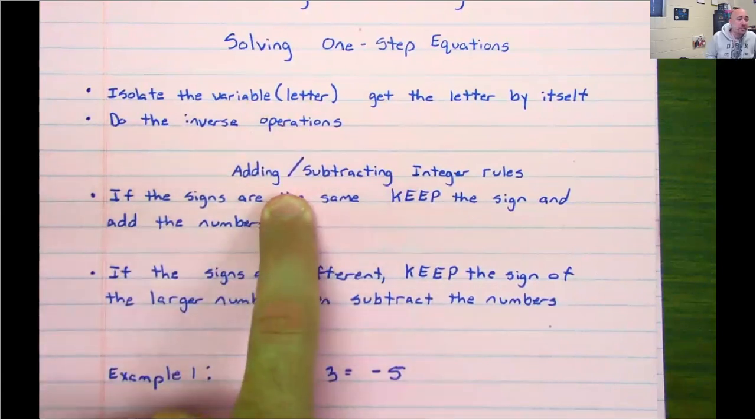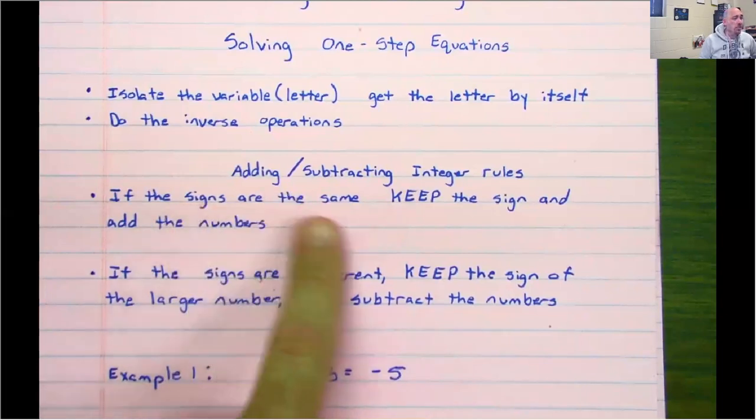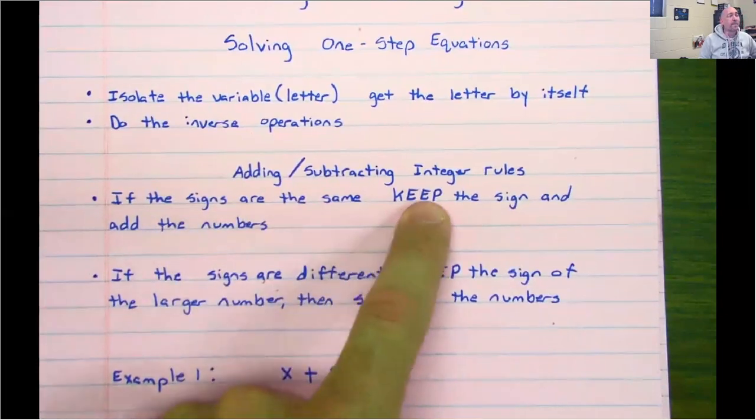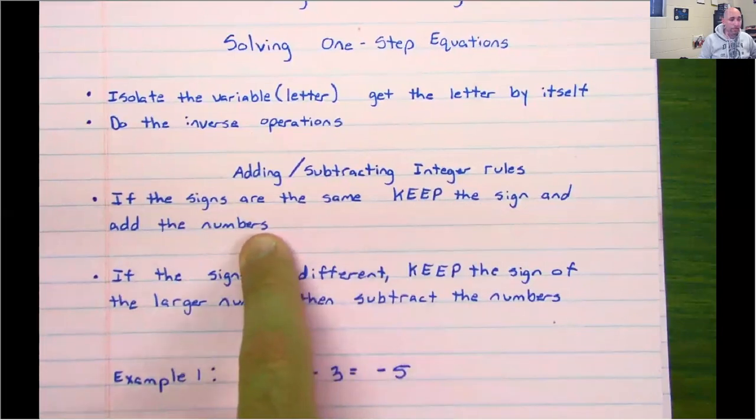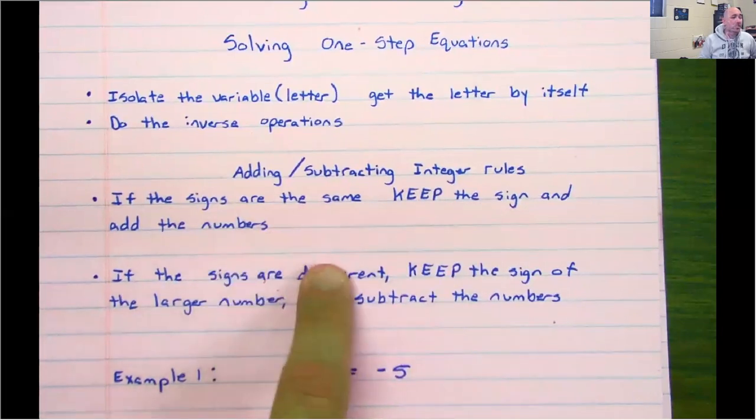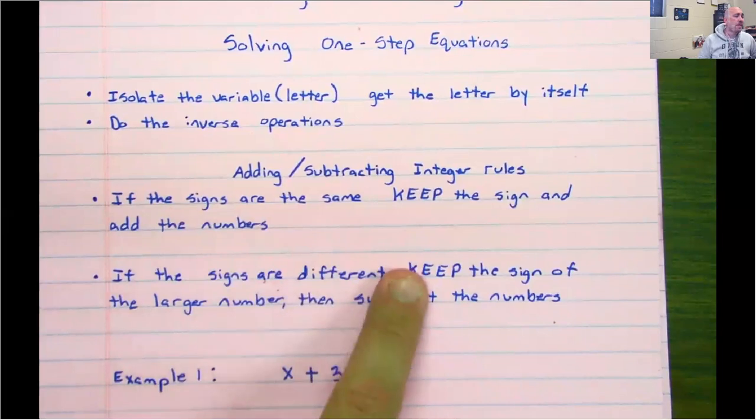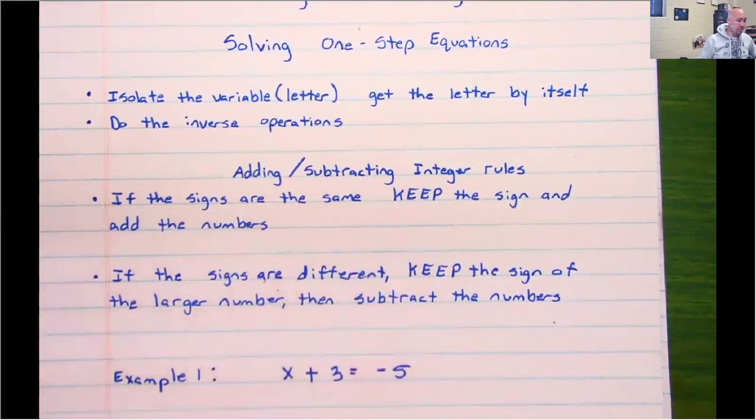Now, adding and subtracting integer rules. We're going back to the beginning of the school year. When you are adding or subtracting integers, if the signs are the same, you keep the sign and add the numbers. If the signs are different, keep the sign of the larger number, then subtract the numbers.